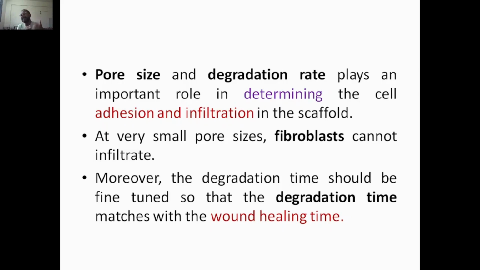Moreover, the degradation time should be fine-tuned. That means the degradation has to be altered or manipulated so that the degradation time matches with the wound healing time. Imagine the scaffold which the scientists have developed is degrading before the wound healing. Then what happens? Then there is no effectiveness, and the wound healing will not occur. That's why the degradation time has to be fine-tuned. Make sure that the wound healing time matches with the degradation time.